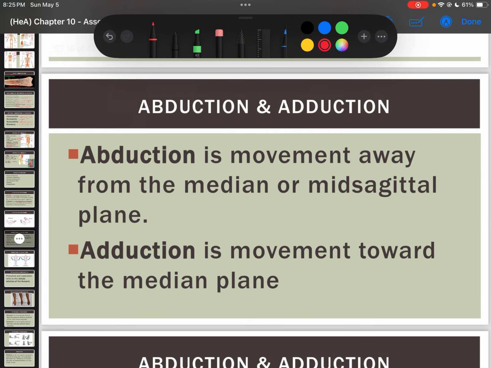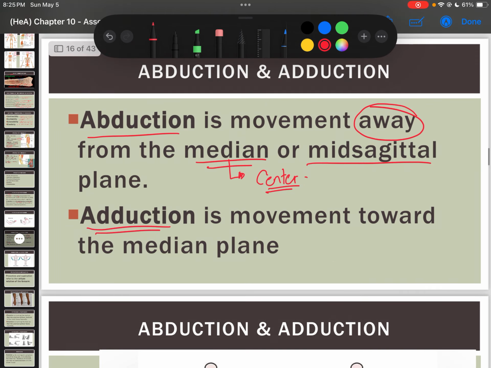Next is abduction and adduction. Abduction is the movement away from the medial or mid-sagittal plane. Okay, when we say median plane, this is the center. Okay, away from the center. Whereas adduction is the movement toward the medial plane, or the median plane.